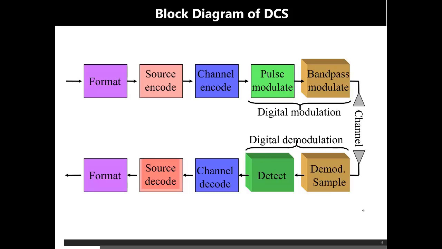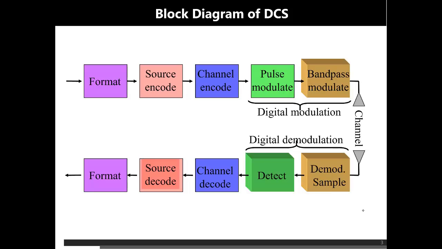So this is the generalized block diagram of any digital communication system whose transmitter consists of the format block, which is responsible for the conversion of the information in the form of bits, followed by source coding, which is responsible for the compression of data in order to achieve high data rates. After that, we have channel encoding block, which is responsible for improving the performance of digital communication system by introducing redundancy in the data by introducing additional bits to improve the bit error rate performance.